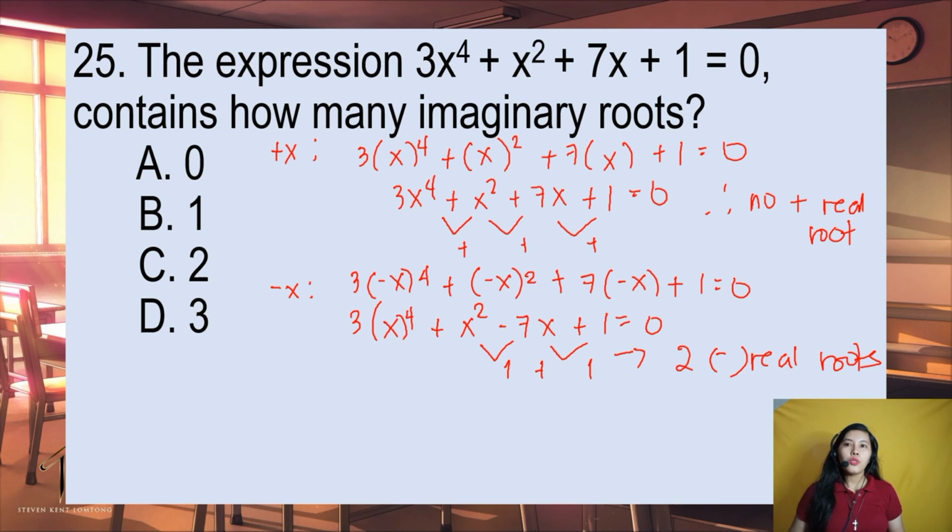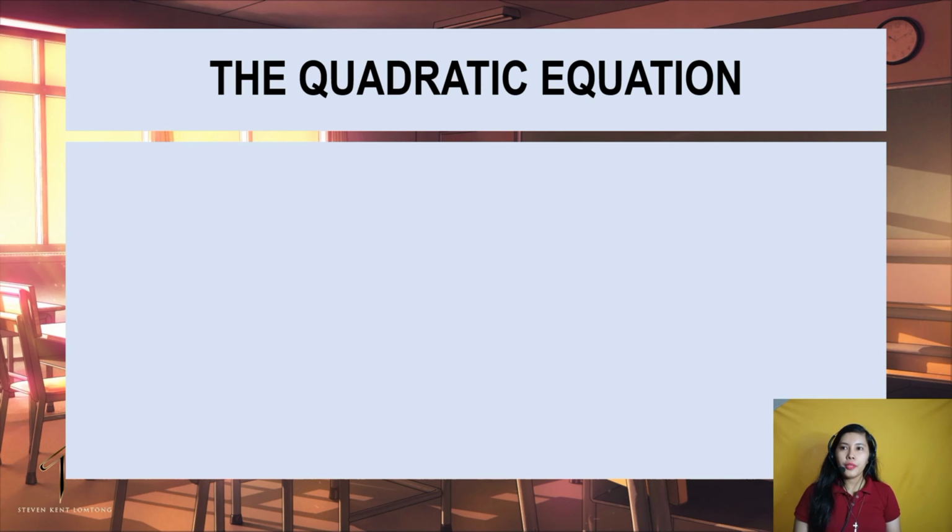So, we have no positive real root, and we have 2 negative real roots, and the exponent of our equation is raised to 4. This means there are still remaining imaginary roots. Our answer is 2. So now let's proceed with the quadratic equation.